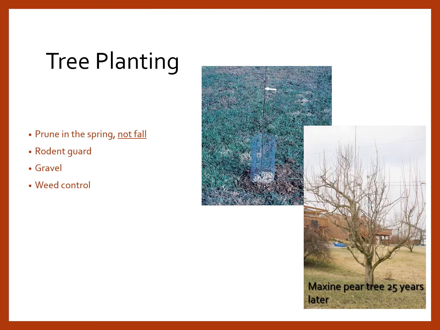This picture here is the planting of a Maxine pear tree, and you can see 25 years later what size that tree is. It's not a huge tree, so it was a semi-dwarf, but it just gives you an idea about how much that these trees can grow. Now, if that was a full-size tree, it'd probably be 30, 40 foot tall in that 25 years.